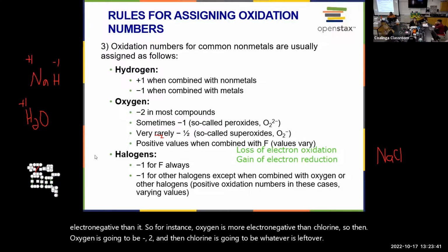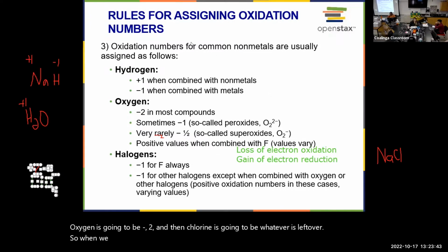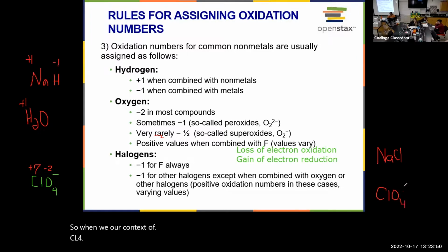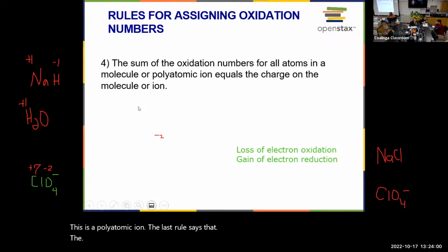So when we had our context of ClO4 negative, this is a polyatomic ion. The last rule says that the sum of the oxidation numbers of all of the atoms in a molecule or a polyatomic ion equals the charge on the molecule or the polyatomic ion.